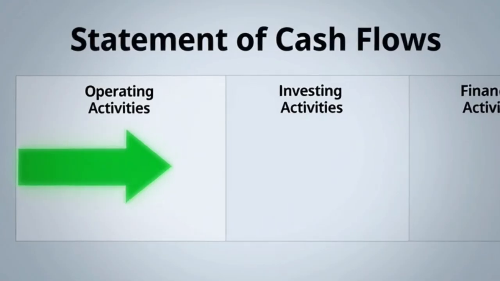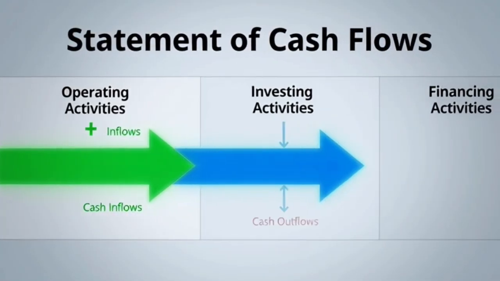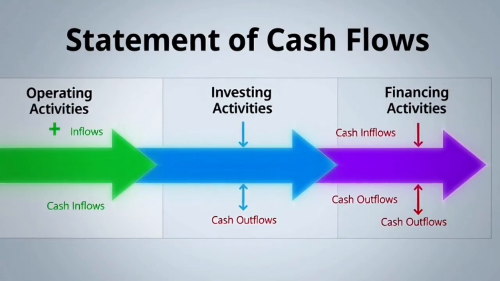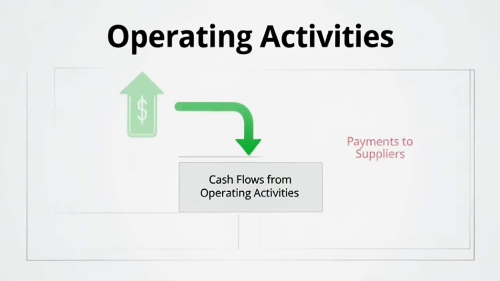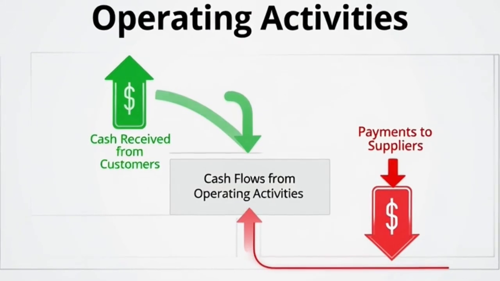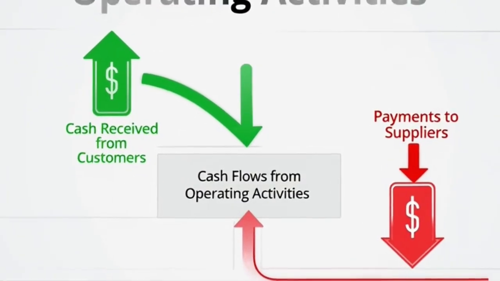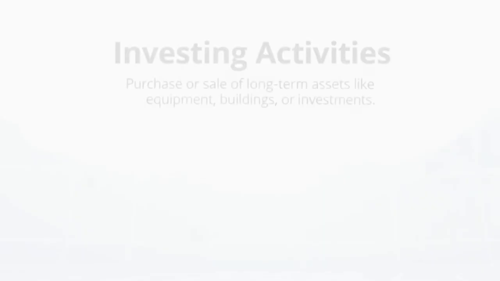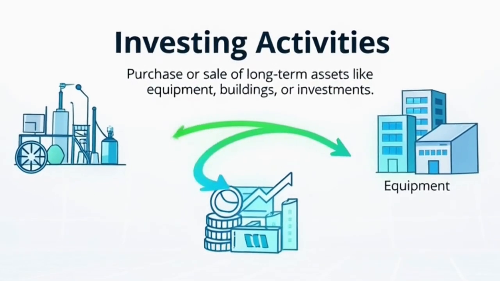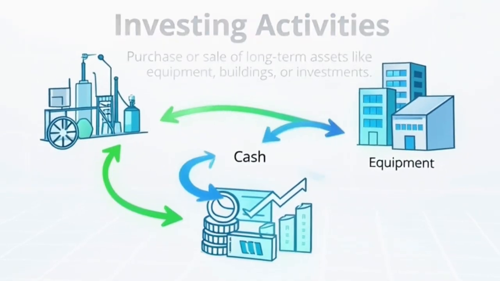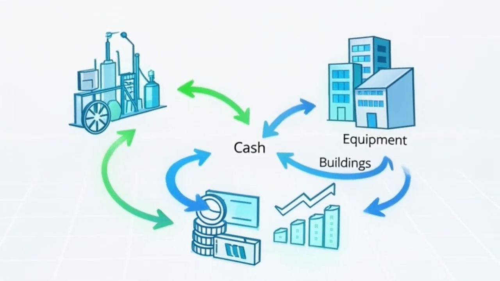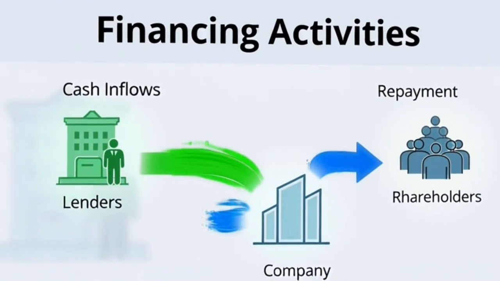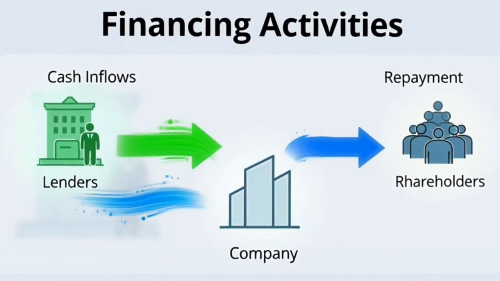The statement of cash flows explains how cash moves into and out of a business during an accounting period. Operating activities include cash transactions related to the primary operations of the business, such as receiving payments from customers. Investing activities involve the purchase or sale of long-term assets such as equipment, buildings, or investments. Financing activities involve obtaining funds from investors or creditors and repaying those obligations.